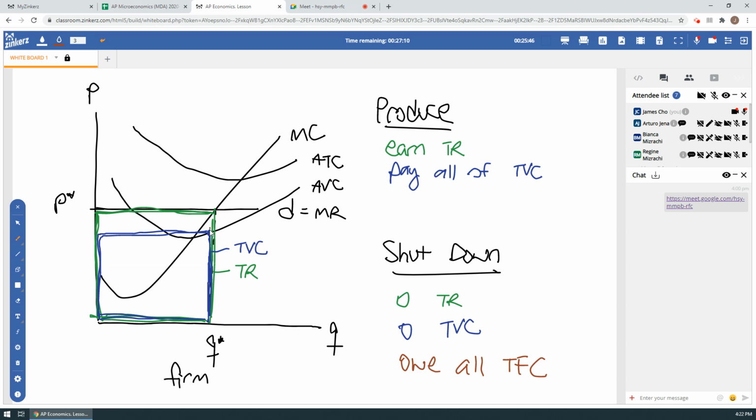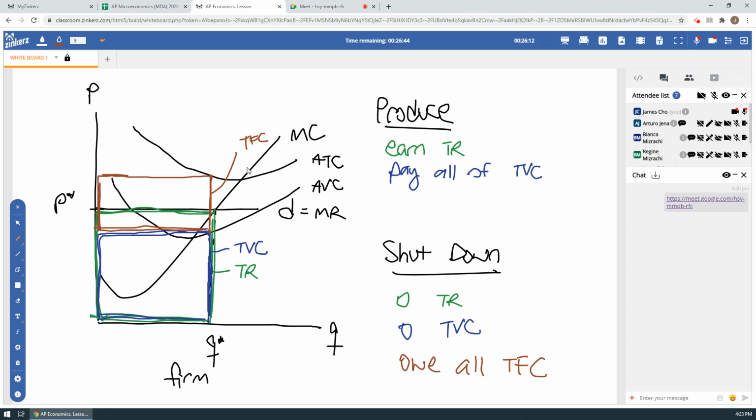At Q star, that distance there represents ATC minus AVC. That represents average fixed costs. And then I multiply that by Q to come up with my total fixed cost. Good.